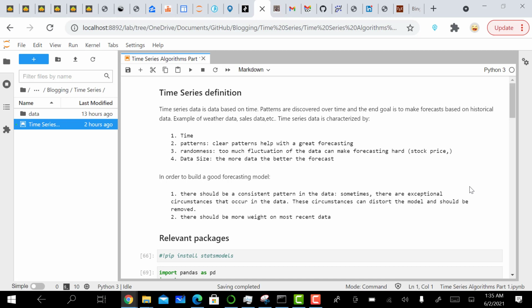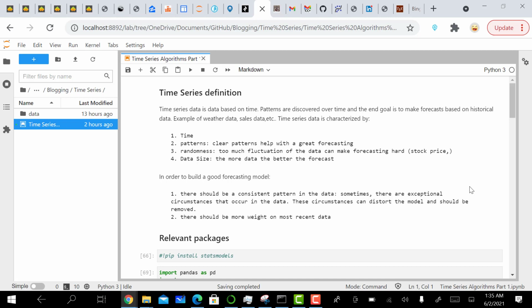If you have never heard of that before, or if you're just getting started, time series data is data based on time. You have a data set that has a column, and that column varies over time. That time can be by month, by day, by week, whatever index helps the data go chronologically. That's what a time series is.